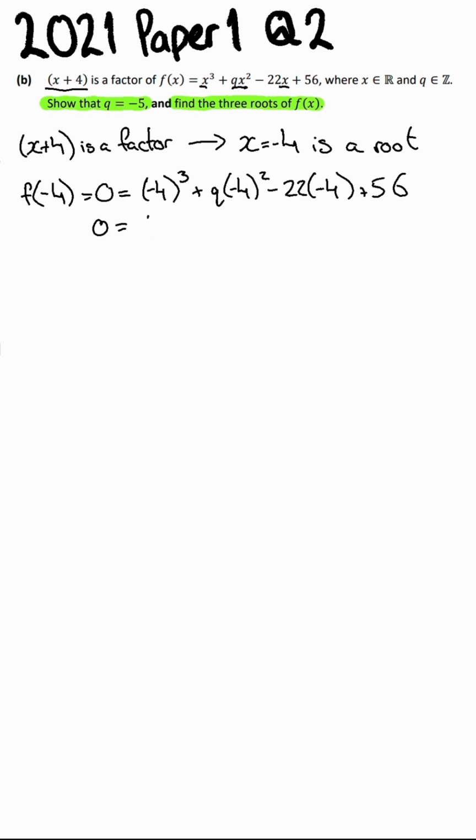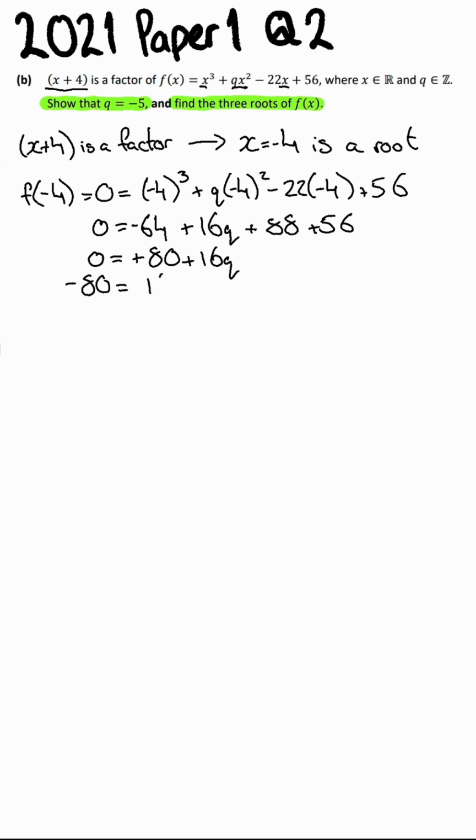We are going to get minus 64 plus 16q minus 88. That's actually plus 88. Minus by a minus is plus, and plus 56. If we add up all our numbers, minus 64 plus 88 plus 56, that is going to give us plus 80 plus 16q. Now, let's subtract 80 from both sides. So we're going to get minus 80 is equal to 16q.